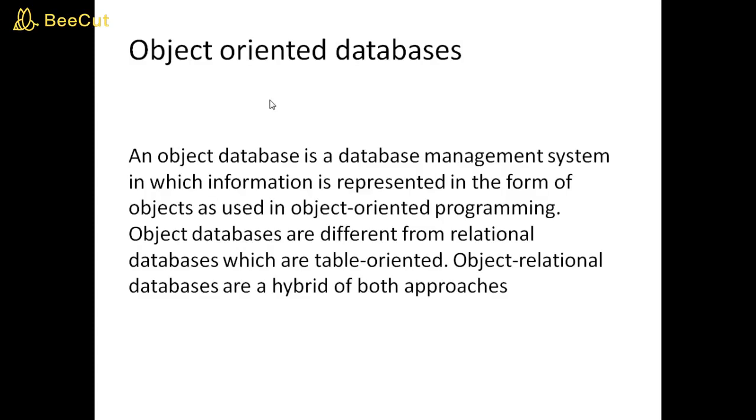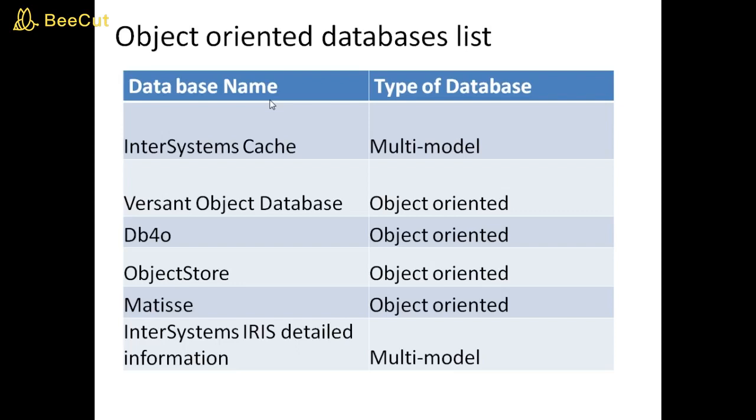Most popular databases. Object-oriented databases. An object database is a database management system in which information is represented in the form of objects as used in object-oriented programming. Object databases are different from relational databases, which are table-oriented. Object-relational databases are a hybrid of both approaches. Object-oriented databases list.